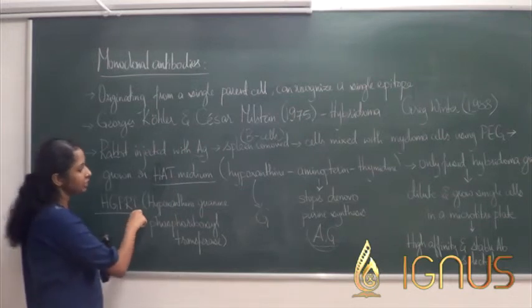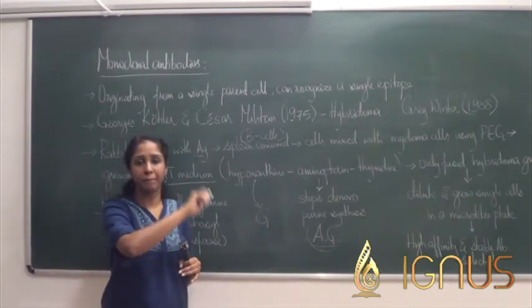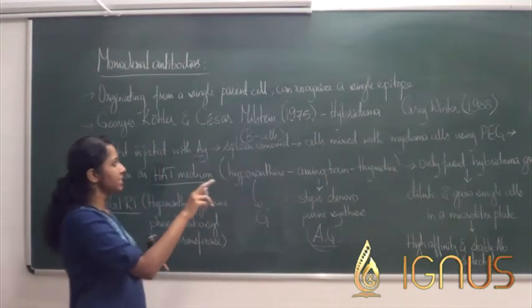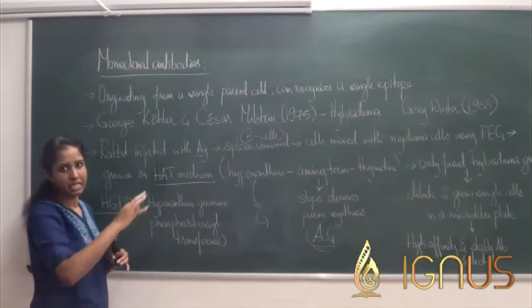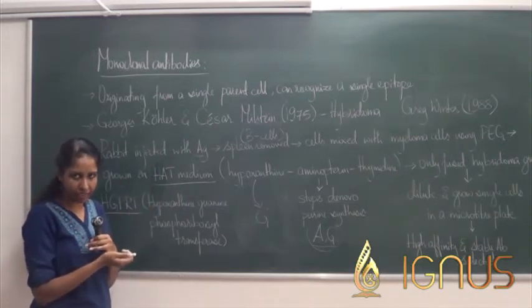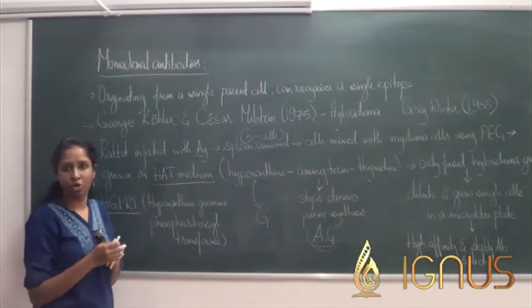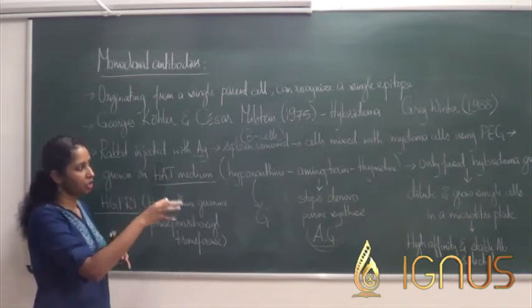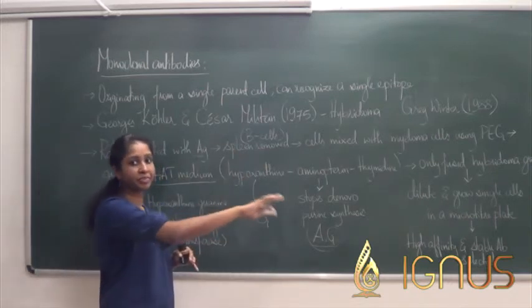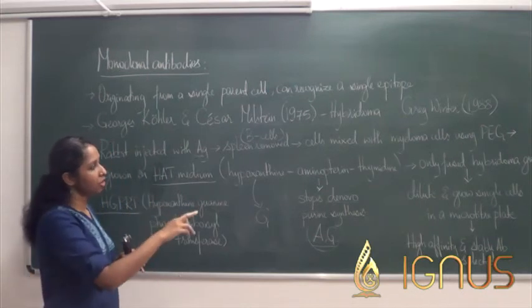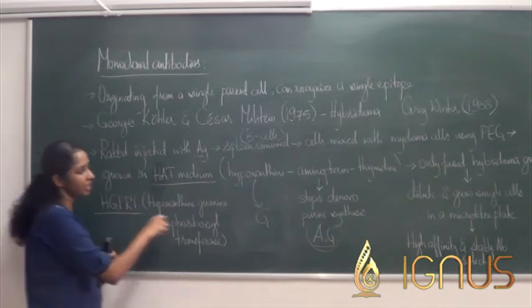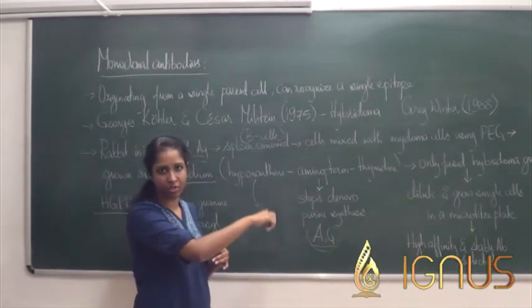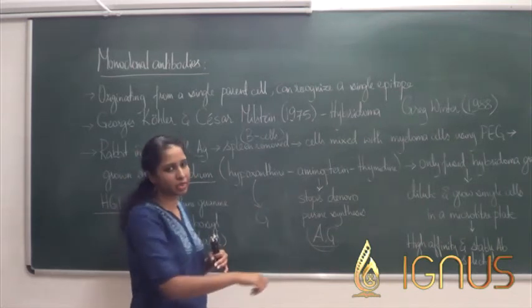Now the HGPRT gene is not active in myeloma cells, but it is active in normal B cells. So regular B cells have HGPRT gene activity, but myeloma cells do not. So if you leave myeloma cells in HAT medium, they all die, because myeloma cells don't have the HGPRT gene. They use de novo synthesis for the purines.